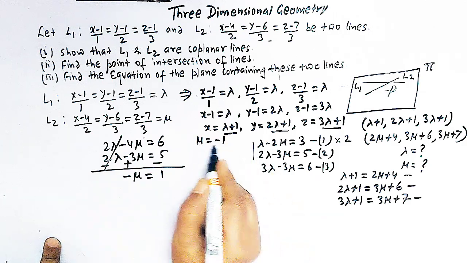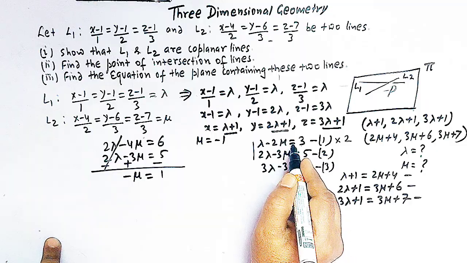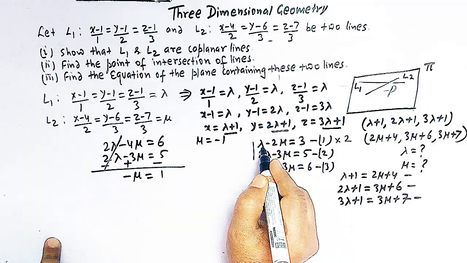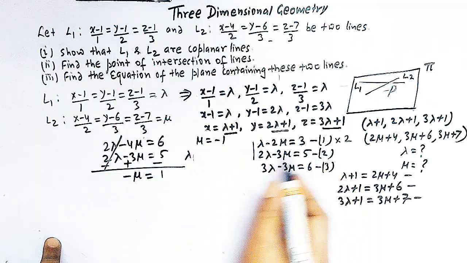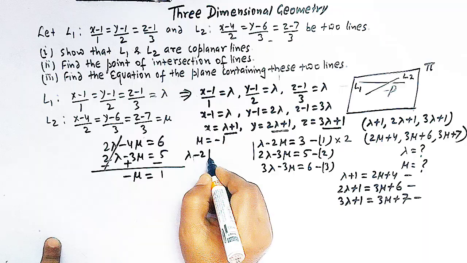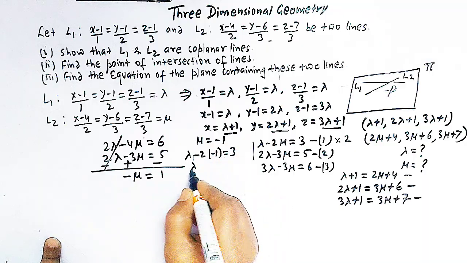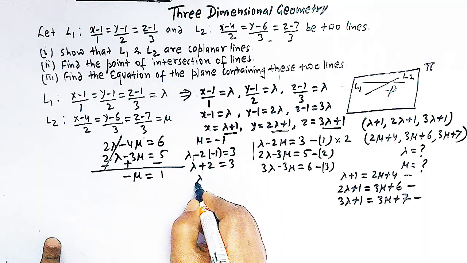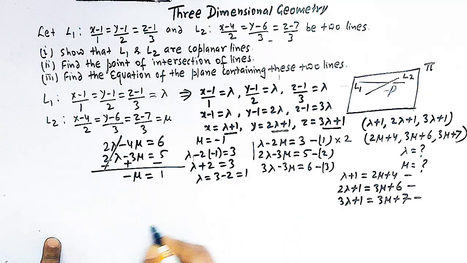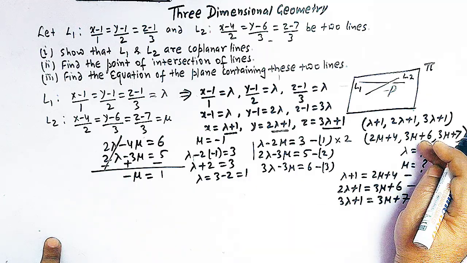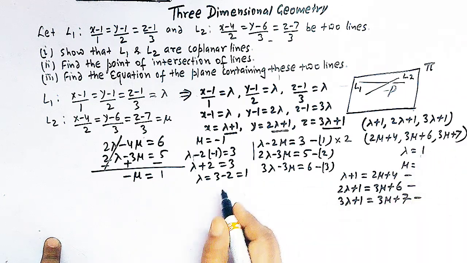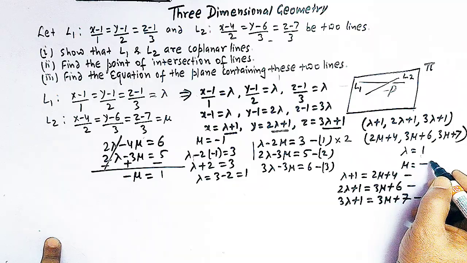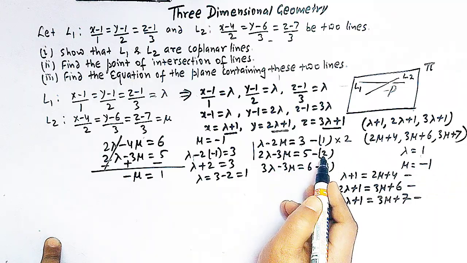Let us substitute mu is equal to minus 1 in equation 1 or equation 2 to get the value of lambda. We can take equation 1, so we have lambda plus 2 is equal to 3, so this is 3 minus 2, which is 1. So we have now obtained the value of lambda as 1, and the value of mu is minus 1 from these two equations 1 and 2, right?